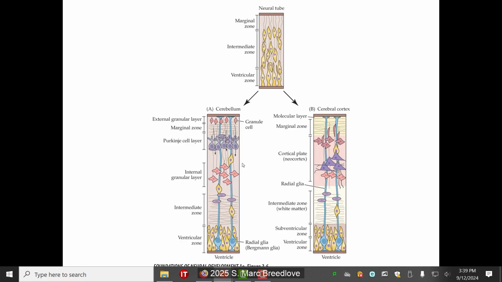So in the cerebellum, then, we have the ventricular zone. The intermediate zone is where eventually all the axons are going to be, and they're going to be myelinated.